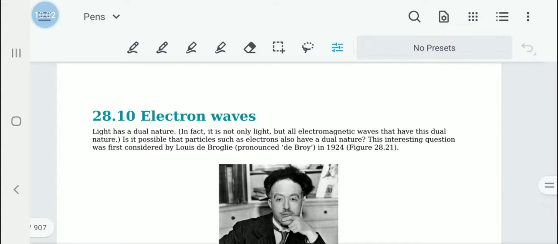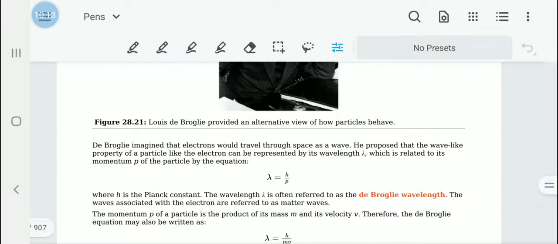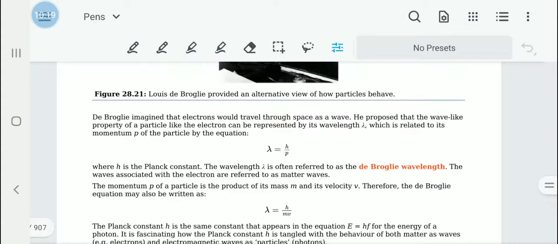Louis de Broglie discussed that electrons would travel through space as waves and would have wave-like properties. He suggested that the wavelength lambda is related to its momentum by lambda equals h upon p.